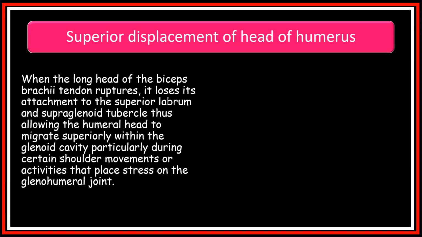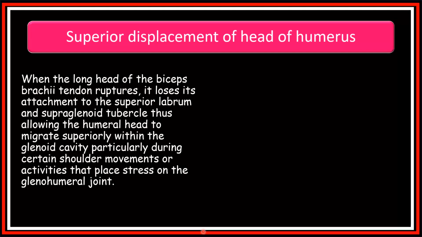Also, there are other things that can come as a result of rupture of this long head of biceps brachii, apart from Popeye syndrome, because this muscle also helps to stabilize the head of the humerus. There could be superior displacement of the head of humerus.